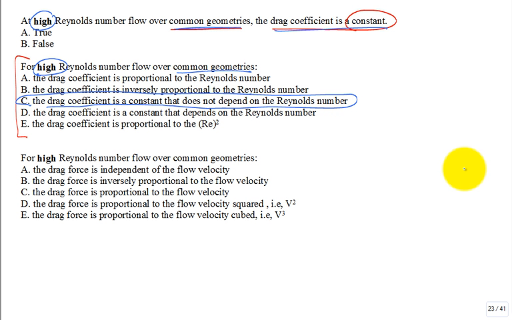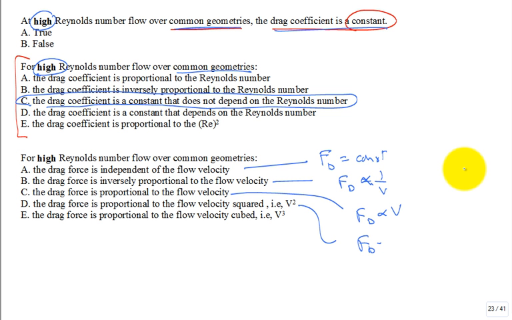For high Reynolds number flow over common geometries, the drag force is independent of the flow velocity. So the drag force is equal to a constant. That's another way of saying A. Or the drag force is proportional to 1 over the velocity. That's B. The drag force is proportional to the velocity. The drag force is proportional to the velocity squared, or the drag force is proportional to the velocity cubed. Let's do the clicker on this one.